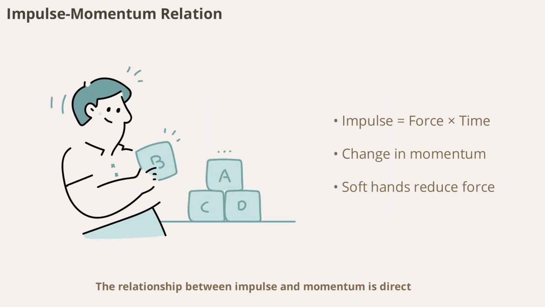The relationship between impulse and momentum is direct. Impulse equals the change in momentum. Mathematically, impulse equals force times time equals change in momentum.